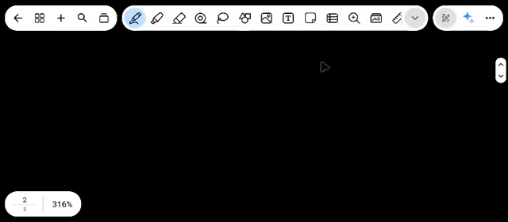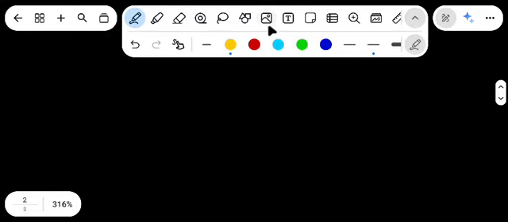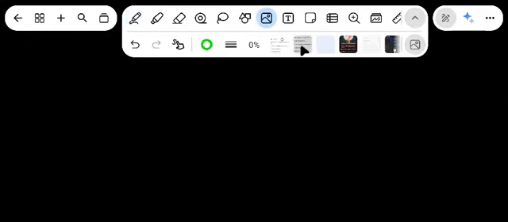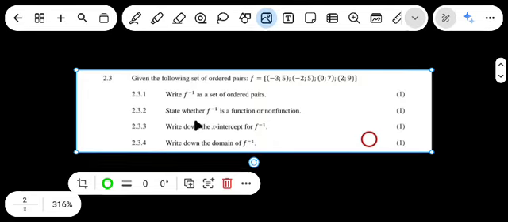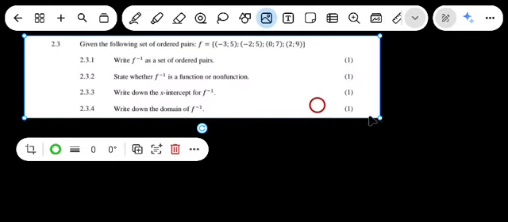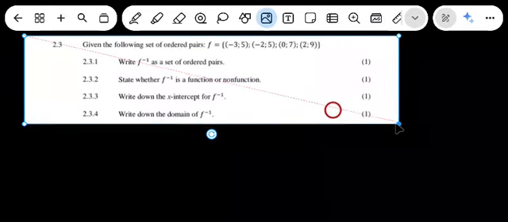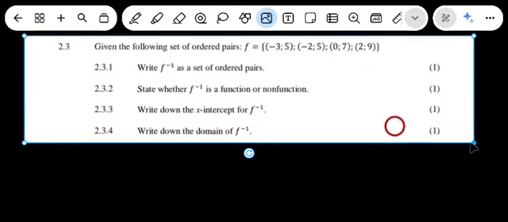So this question continues. We should have something here. All right. So we have this. Hope you can see this. I've corrected this now. All right.